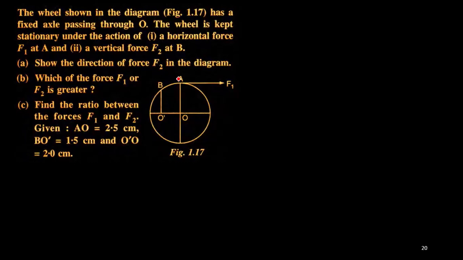Now in this example, there is a wheel. It has a fixed axle passing through the point. So O is the point, the pivot point.